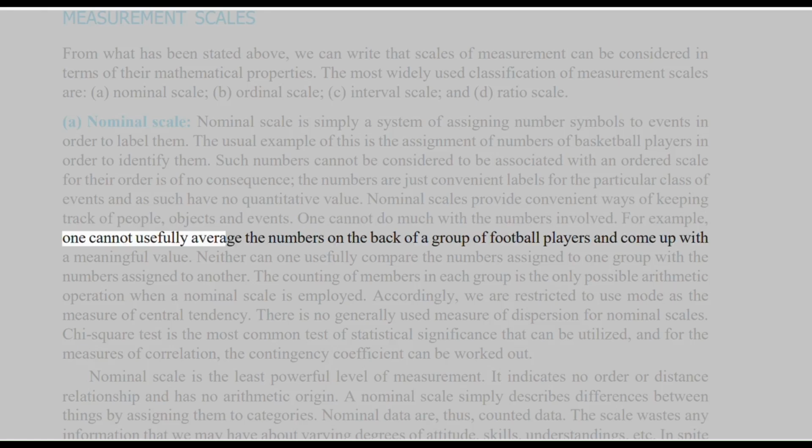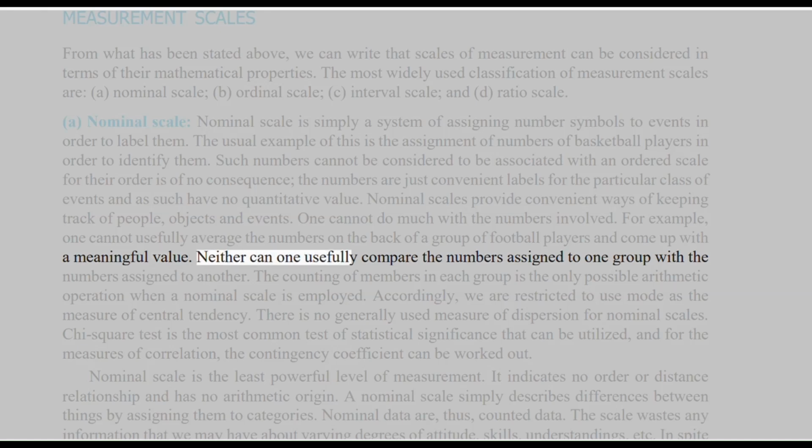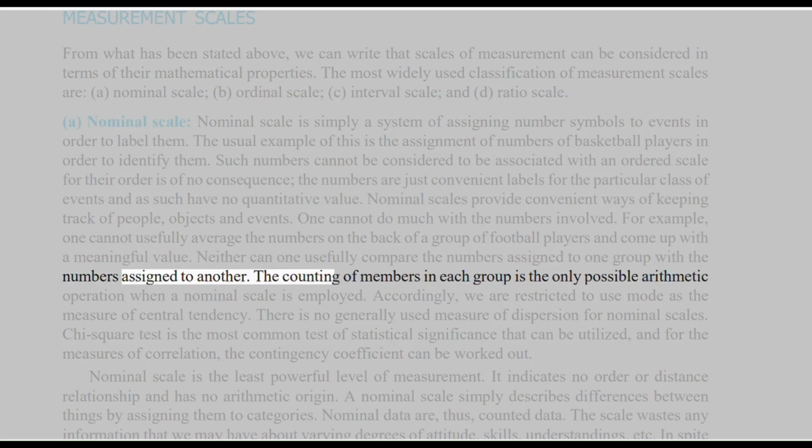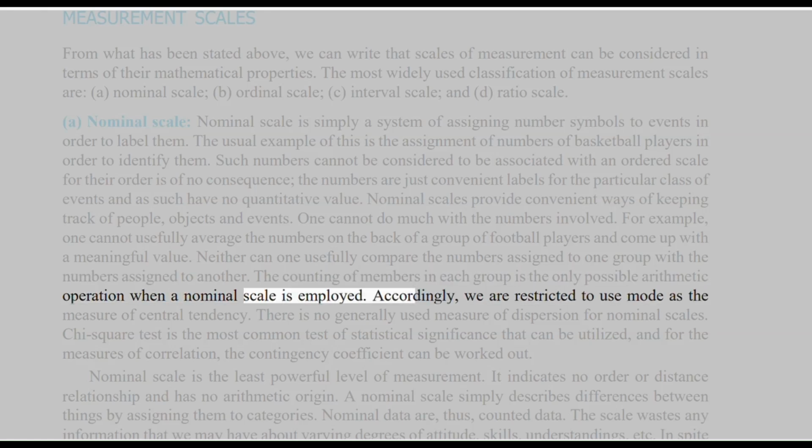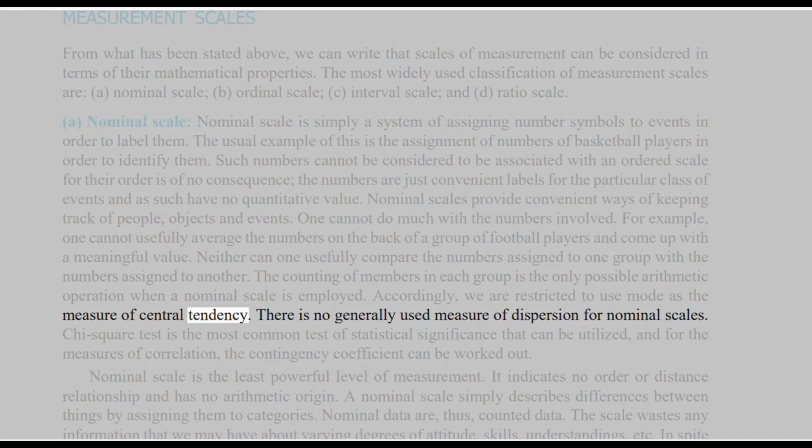For example, one cannot usefully average the numbers on the back of a group of football players and come up with a meaningful value. Neither can one usefully compare the numbers assigned to one group with the numbers assigned to another. The counting of members in each group is the only possible arithmetic operation when a nominal scale is employed. Accordingly, we are restricted to use mode as the measure of central tendency. There is no generally used measure of dispersion for nominal scales.